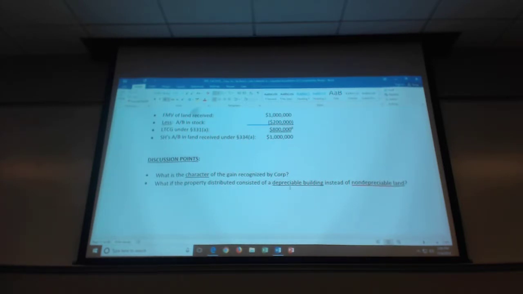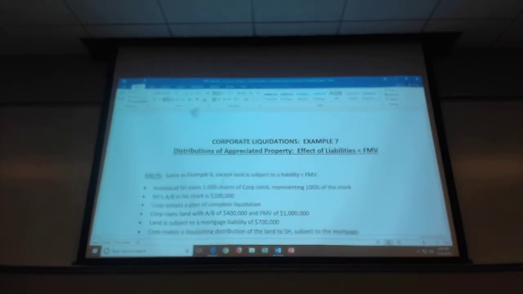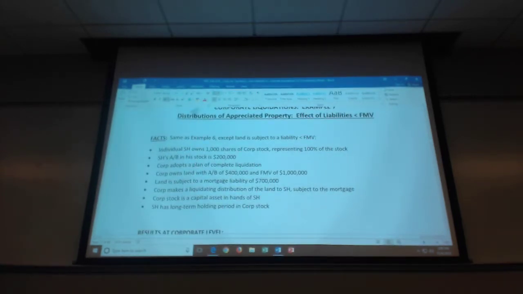Here, all you really need to know is that 336 says gain or loss is recognized at the corporate level as the general rule, and the character of that gain or loss requires that you look at other tax principles to make that determination. Next example, example 7, page 12.